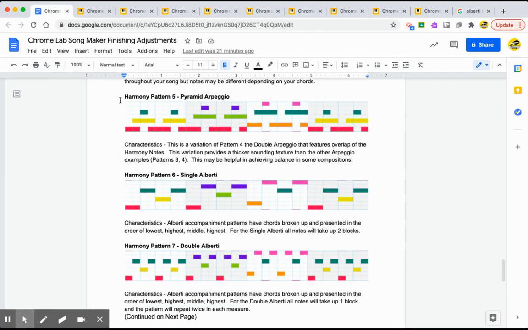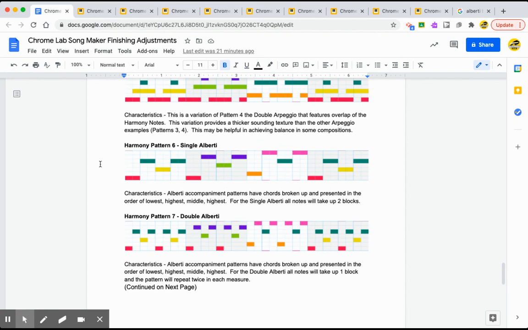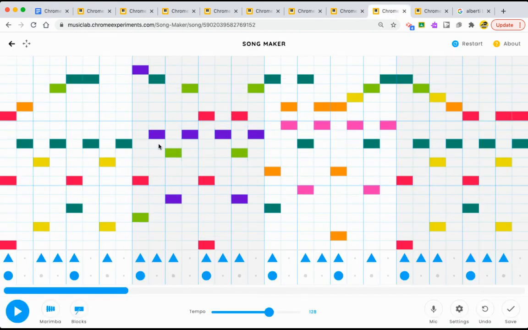And just like we had a double version of the arpeggio, I also created for you a double version of the Alberti, which is pattern number 7. It's going to follow the same pattern as the single Alberti, which is low, high, middle, high. But for the double Alberti, each note is going to be 1 block long. So just like the double arpeggio, it's going to sound a little faster without even changing the tempo because your notes are moving more quickly.